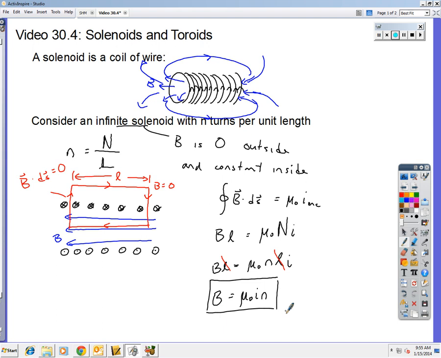Notice that the only thing that matters is the current in the solenoid and the density of the wires, how close they're packed, how many of them fit in a particular unit length. The radius of the solenoid doesn't matter, and the length of the solenoid doesn't matter, as long as the length of the solenoid is long compared to the radius.